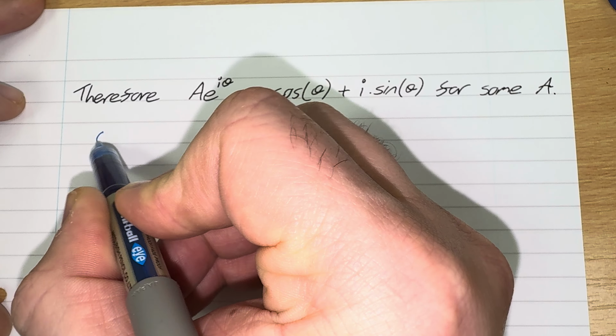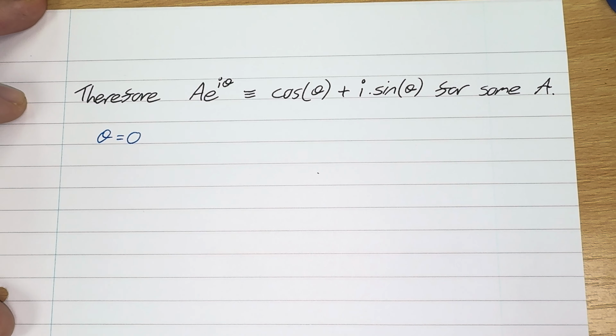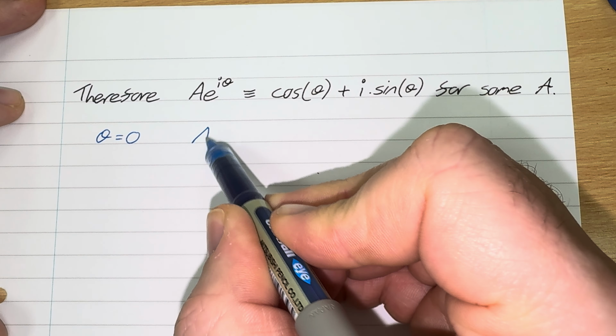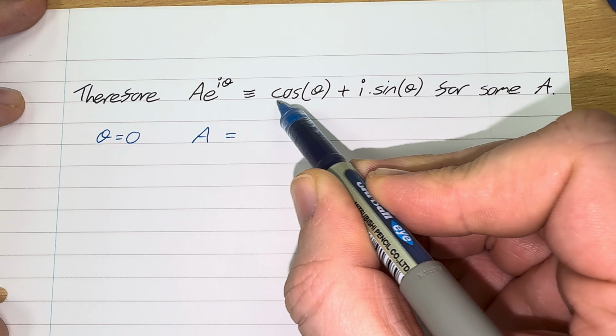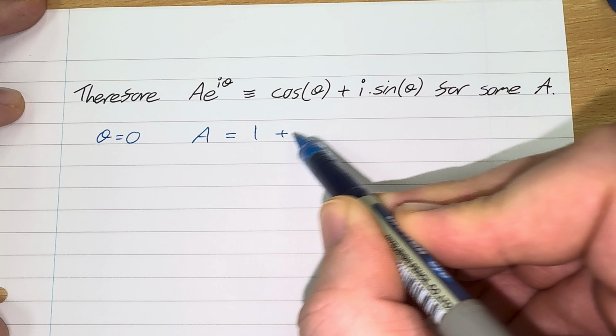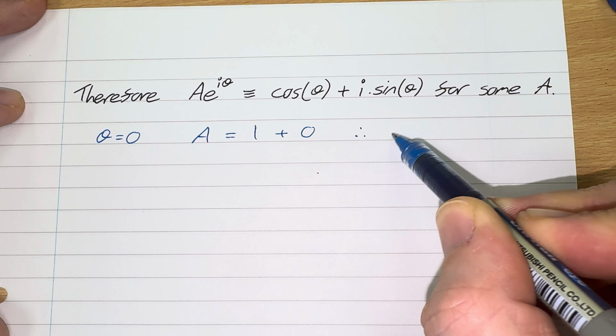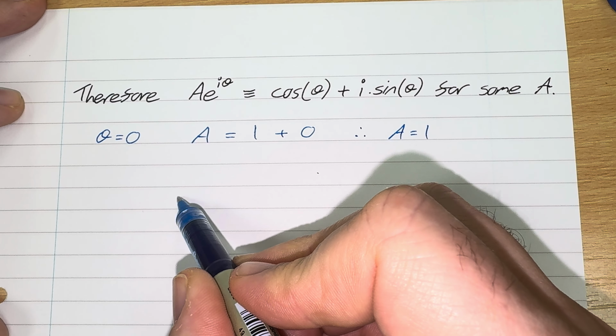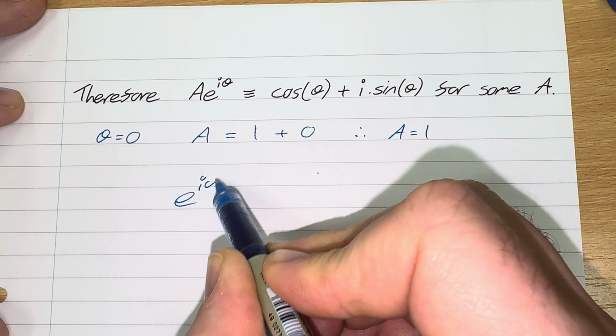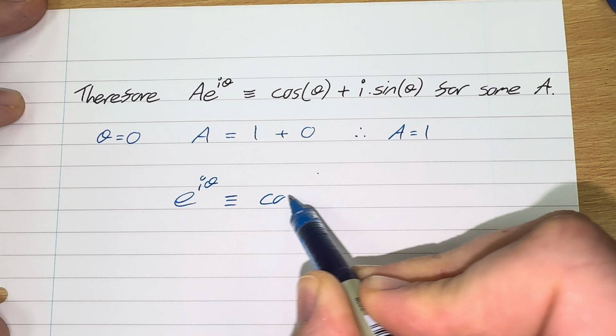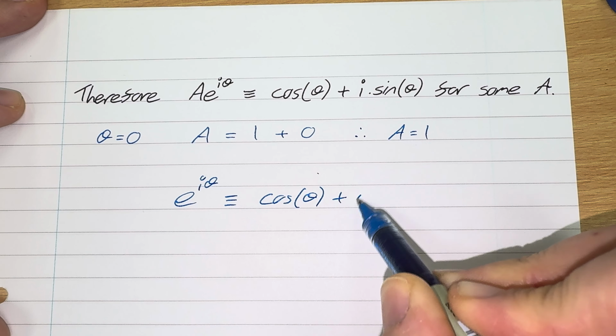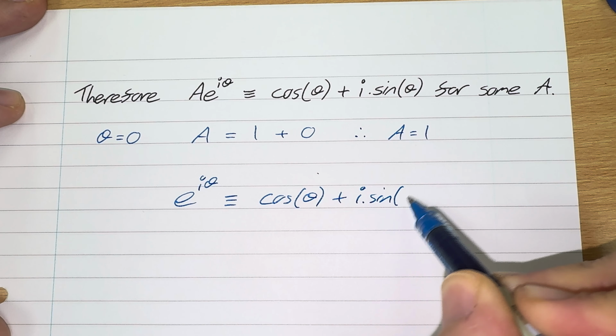If we plug in theta equals 0, then the left-hand side is just going to be ae to the 0, which is a. The right-hand side, we get 1 plus 0. So that tells us that a is 1. And that concludes that e to the i theta is identical to the cosine of theta plus i times the sine of theta.